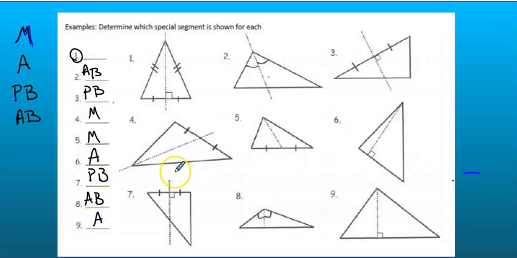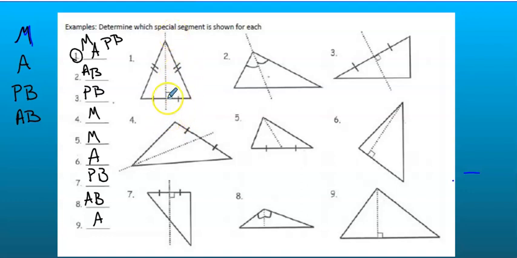Now look at number 1. Number 1 goes from a vertex to the opposite side, and these 2 things are congruent, so I know it's a median. Also, it goes to the opposite side at a right angle, so I know it is an altitude. It's also a perpendicular bisector because this is the median and it goes up at a right angle. I can tell you this, it's also an angle bisector.